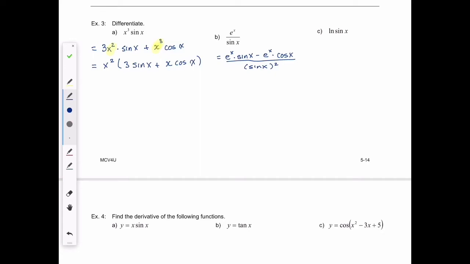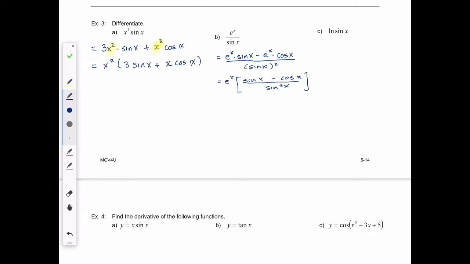We always try and simplify as much as possible. I can take out an e. So if I take out an e to the x, what we have is the sine of x minus the cos of x all over sine squared of x.